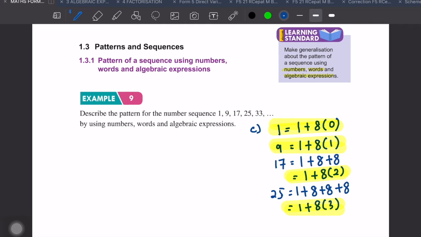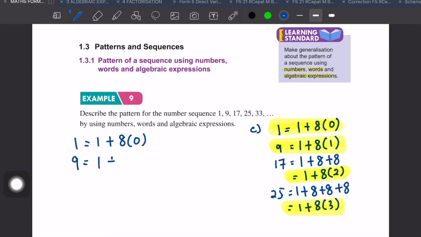So 1. How can you write it? 1 plus, to get the next number you need to plus 8. But 1 plus 8 is 9. So how can you make sure that this 8 becomes 0? Because 1 plus 0 is 1. So you times it with 0. Next is 9.